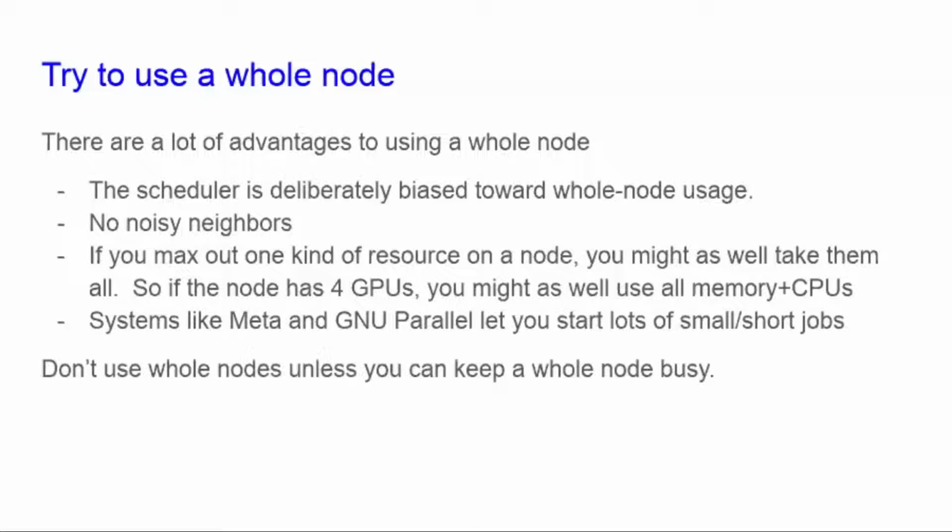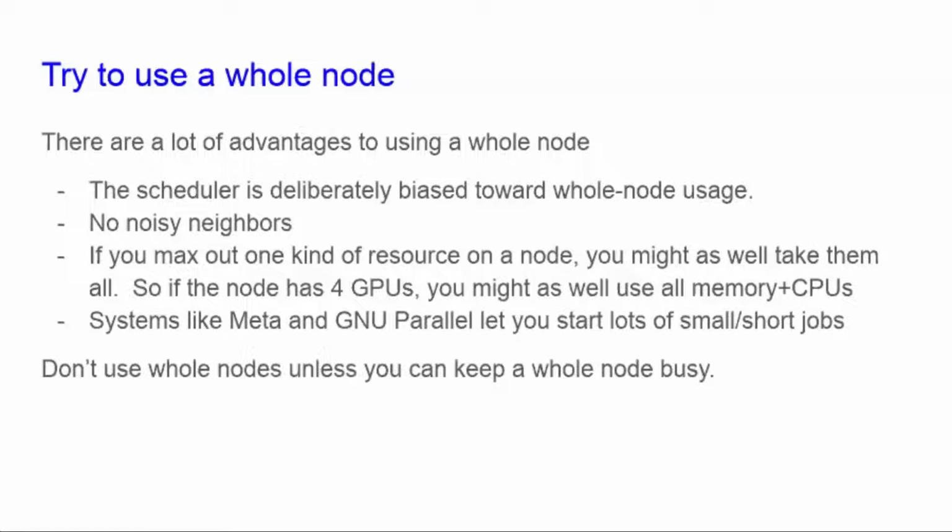When you max out one kind of resource on a node, you should at least consider whether all the other resources will be valuable to you. So for instance, if you're using all 4 GPUs and the node has 4 GPUs, there's no reason to be parsimonious about your memory or CPU usage. It's something that you should probably test, but chances are you should allocate all the memory and all the CPUs.